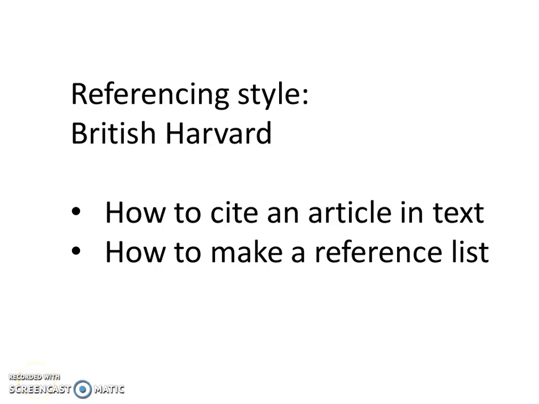Good day, now we're going to look at how to cite and how to make a reference list. Here at VUT, we like the British Harvard. Now you can get various ways of making a citation and various ways of making a reference list. And you will see when you read a lot of articles, each journal has its own unique referencing style. So here at VUT, we are using the British Harvard. And today we will be looking at how to cite an article in text and how to make a reference list.